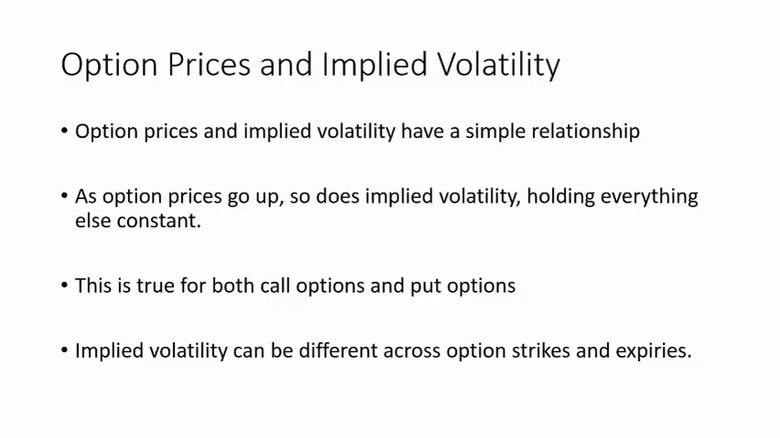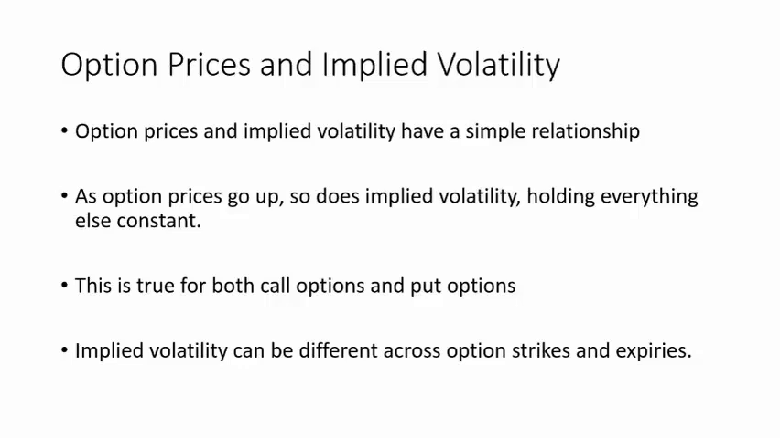Because you get more payoff when the stock price goes up, say for a call, but there's no additional downside when the stock goes down. And likewise, with the Black-Scholes model, we saw that when we increased volatility, the price of the option went up as well. So naturally, the same thing is going to hold for option prices and implied volatility. So as option prices go up, so does implied volatility, holding everything else constant.